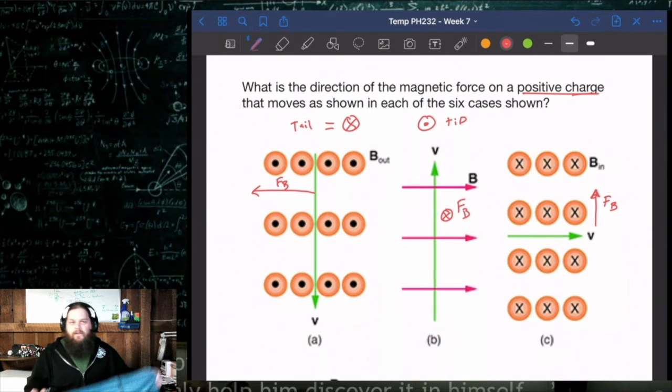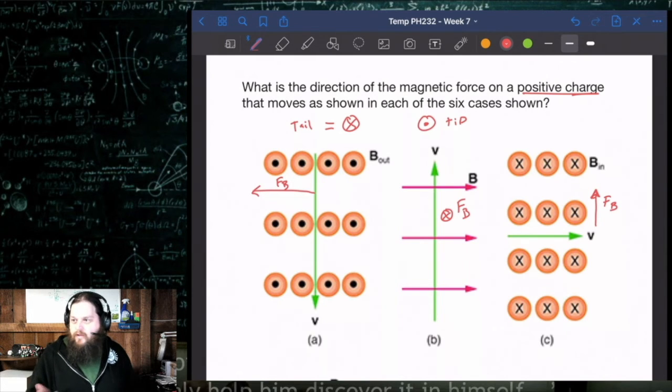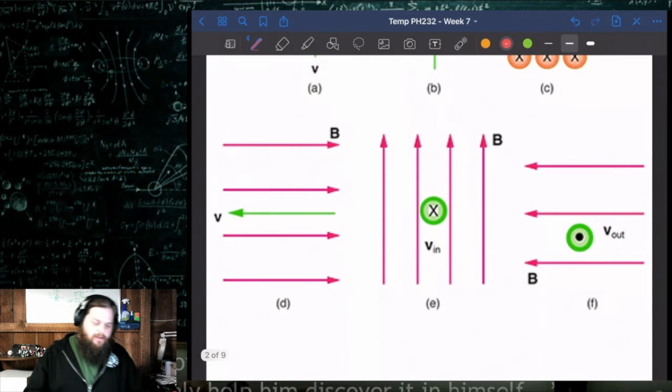So it's really just a lot of right-hand rules that we're using and ways to determine that orthogonal cross product by showing this is the velocity. I need to curl my fingers towards the direction of the magnetic field to see what the force is on a positive charge. Here are a few more examples.